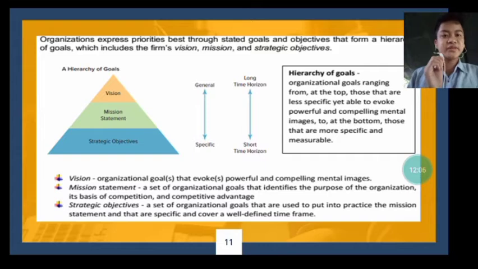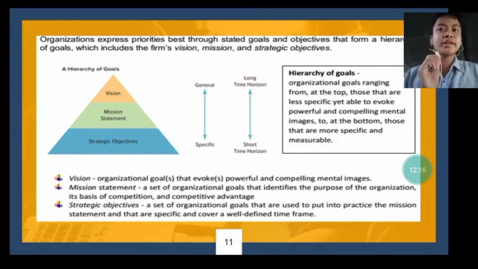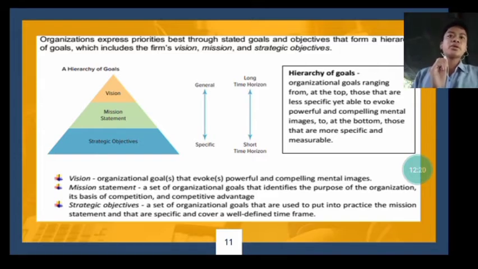So when we say vision, it is the organizational goals that evoke powerful and compelling mental images. Vision focuses on tomorrow and what the organization wants to become, what the organization wants to accomplish in the future.